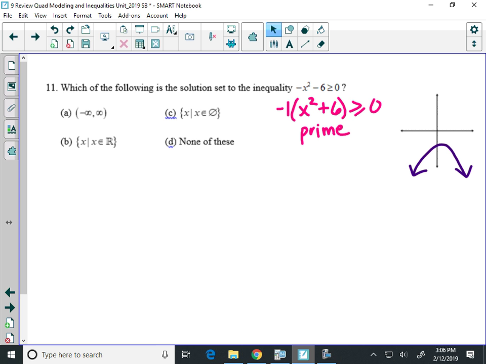This graph is upside down. It's underneath the axis, which you can also see from here. Upside down, y-intercept is negative. And we want to know, where are we greater than or equal to 0? Where are we above this x-axis? Well, nowhere. The graph is all under the axis, which means that the solution set, there are no x's that will produce a point above the axis, which is the empty set, which is option C.